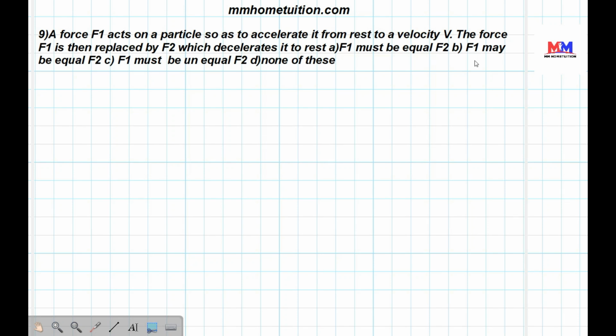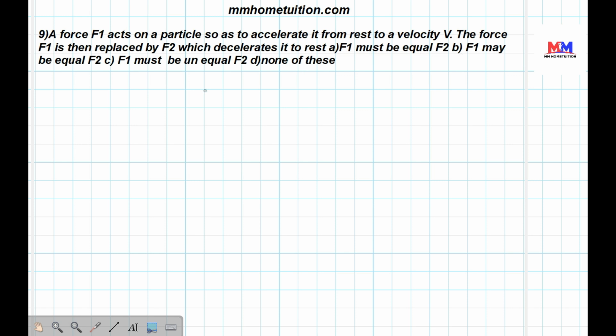When a force F1 acts on a particle so as to accelerate it from rest to a velocity v, the force F1 is then replaced by F2 which decelerates it to rest. So what will be the condition?